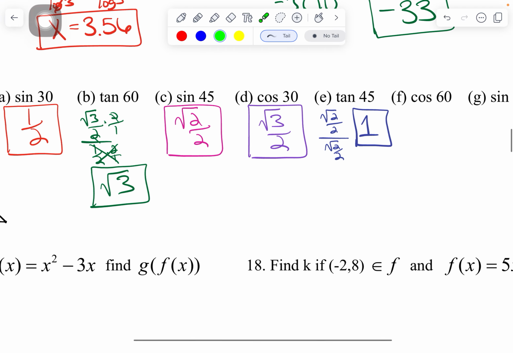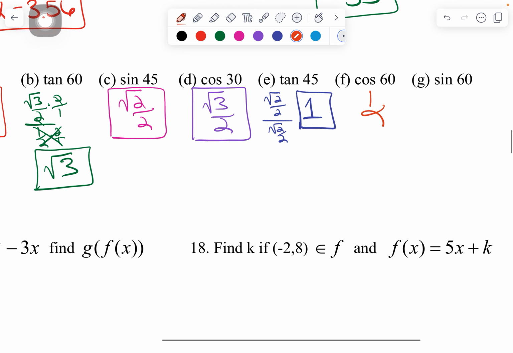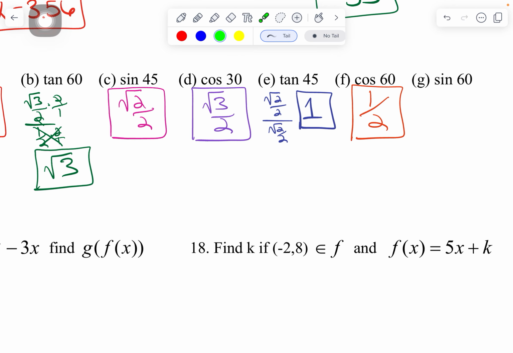Let's see, cosine of 60. So the 60-degree angle is sitting right here. Cosine is adjacent over hypotenuse. So that's going to be 1/2. Wow, that was horrible. Let's try that again. There we go, 1/2.